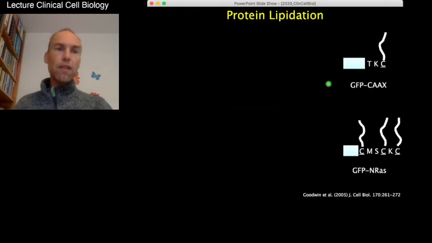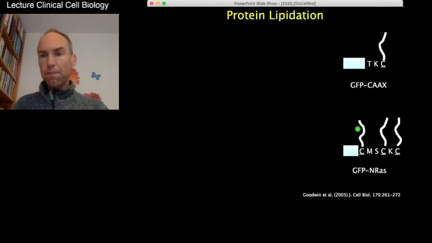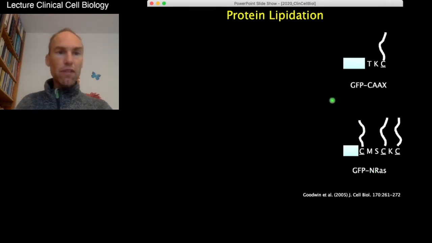Now, we can verify what this means for the location of these proteins by making fluorescent protein fusions. So, for instance, you can make a GFP with one of those CAAX boxes and look at the location of this protein. And of course, we can do the same for those NRAS proteins. Now, you can have an idea of, or you can predict the localization of these proteins. As I said, they have fatty acid chains, so they're probably recruited to membranes. And now the question is, which membranes?